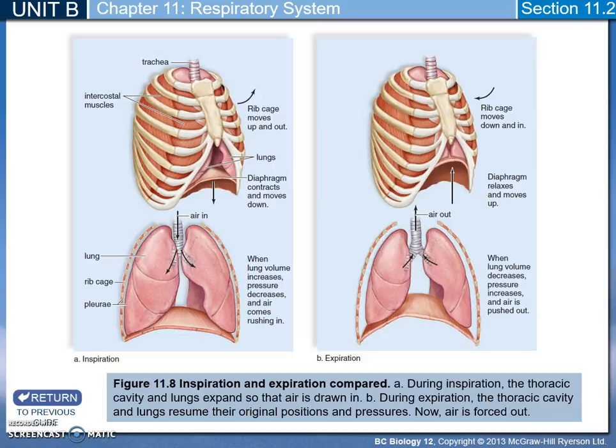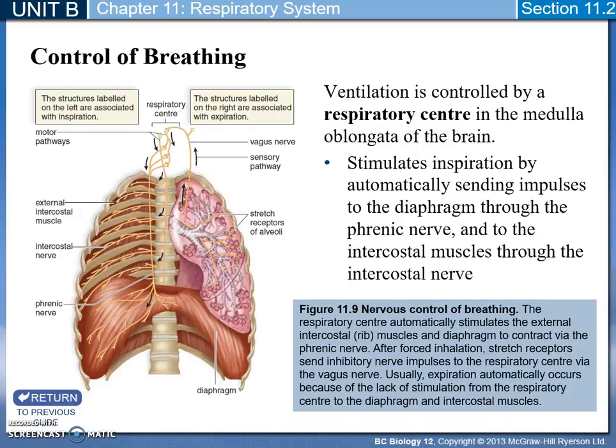You can see in these diagrams the physical things that take place. On the left is inspiration. You can see the diaphragm in the down position, and the ribs have moved into more of an up and out position. Then with expiration on the right, the diaphragm moves back up again, and the ribs move into a down and in position again.